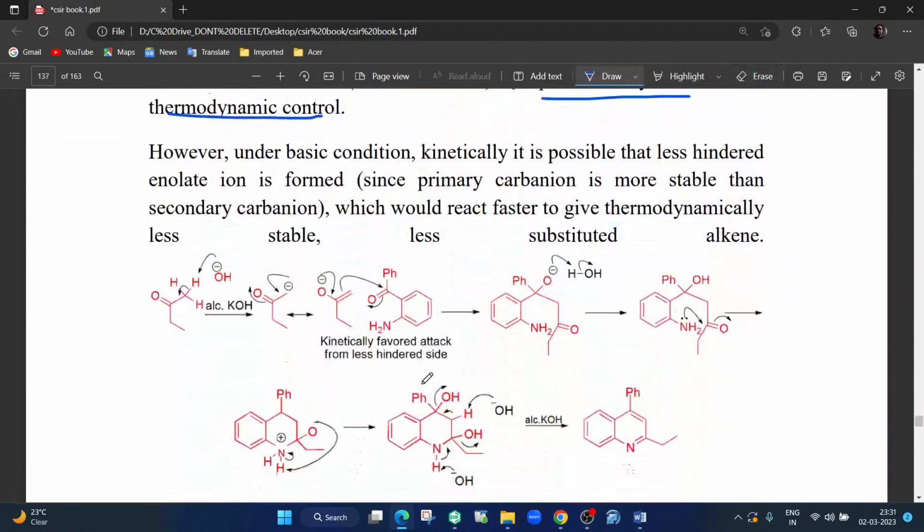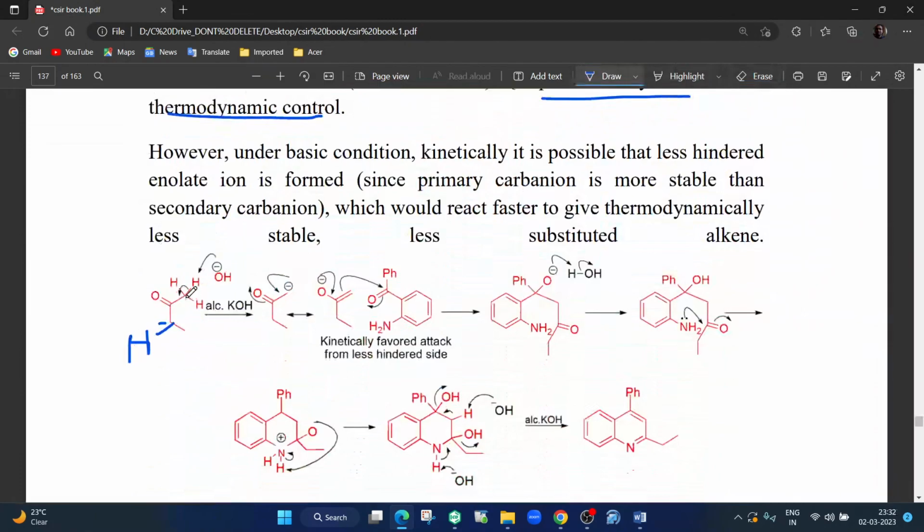But what happens in basic condition? Let us look. So you are having QH, it will pick up a proton. There are two things, it could have picked up a proton from here or from here, right? If it picks up a proton from here, you get a secondary anion. Whereas if it picks up a proton from here, you get a primary anion. Oh, sorry, not alkene, anion. So if you pick up the proton from here, you are getting a primary anion, but if you do not pick up this proton, you get a secondary anion.